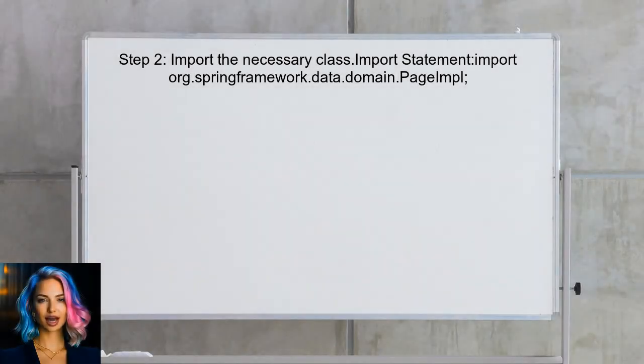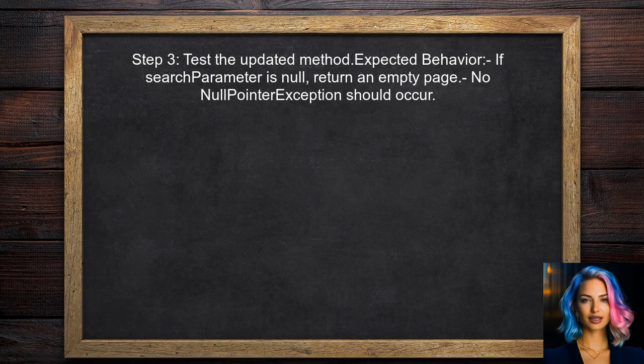Next, the user should ensure that the PageImpl class is imported. This class is part of the Spring Data package and is essential for creating an empty page. Now, the user can test the updated method. When the search parameter is null, it should return an empty page without causing a null pointer exception.